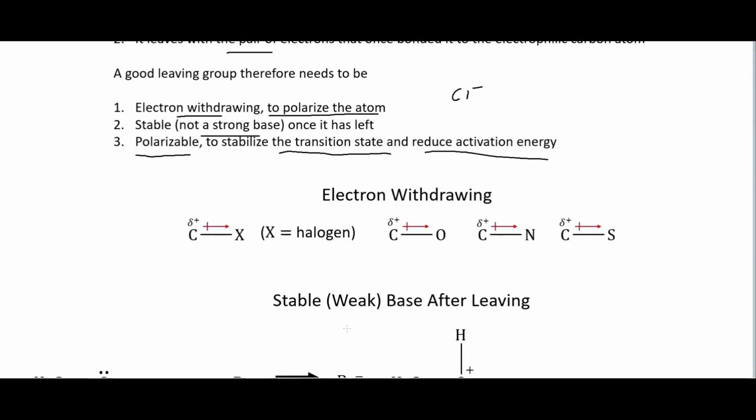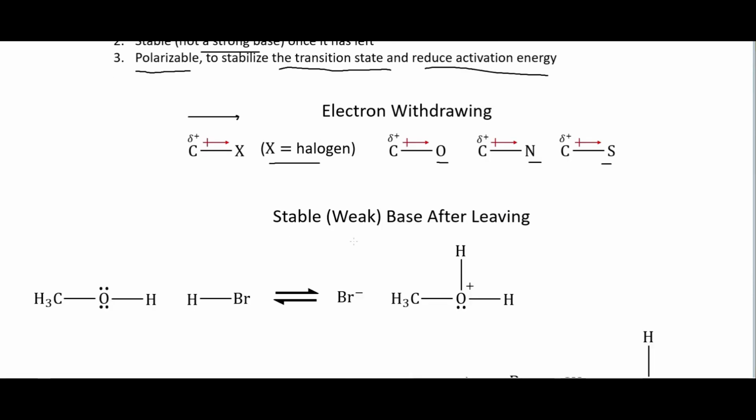All right, so electron withdrawing. So like I said, if we have the halogen here, we're going to have the electrons pulled towards the halogen. So same with an oxygen or nitrogen or sulfur here. So we want those to be electron withdrawing from it. Again, we want a stable, weak base after leaving.